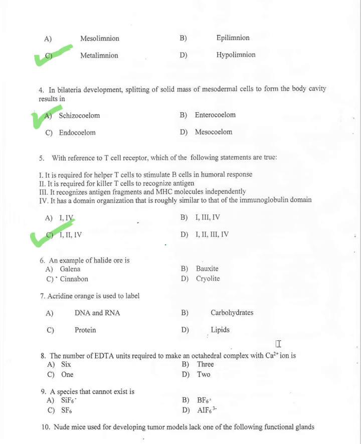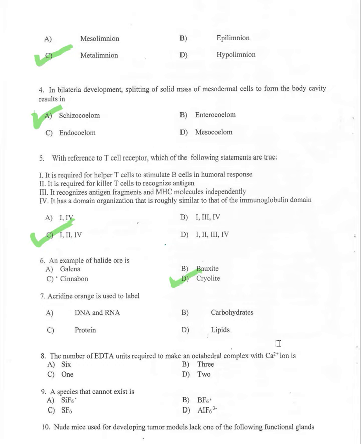Moving to the next question, question number 6. An example of halite ore is: A. Galena, B. Bauxite, C. Cinnabar, D. Cryolite. The correct one is option D, cryolite. Cryolite is a fluorine ore; galena is the ore of lead, bauxite is the ore of aluminium, and cinnabar is the ore of mercury.